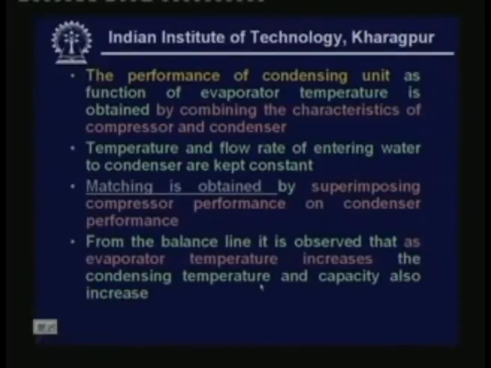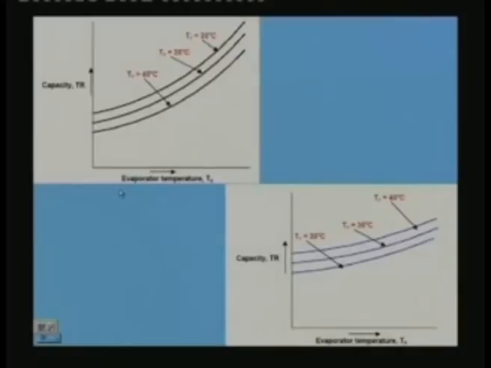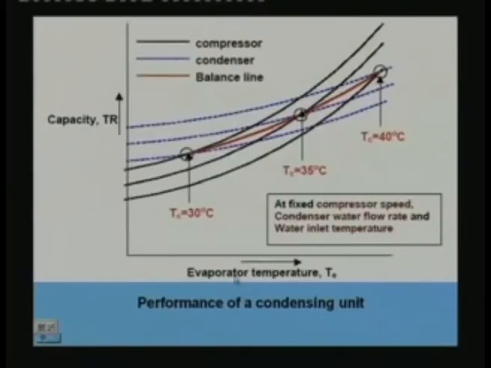So, from the balance line it is observed that as evaporator temperature increases, the condensing temperature and capacity also increase. So, that you can see here. From this red line, that is the balance line, you can see that as the evaporator temperature increases, the capacity increases. At the same time, as the evaporator temperature increases, the balance condenser temperature also increases, and we know the reasons why this happens.